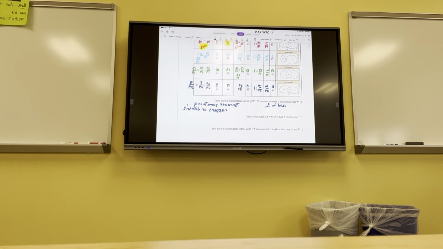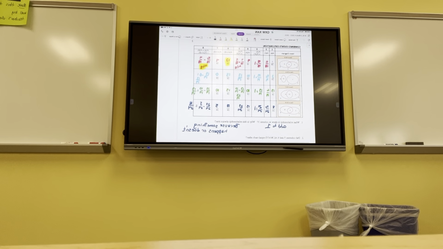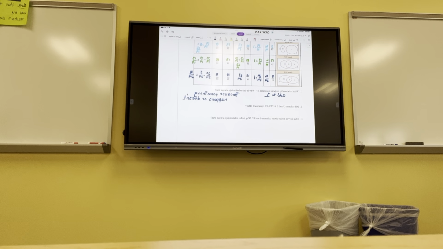Did column 5 and 6 always equal each other? 5 and 6? No. They did not always equal each other.